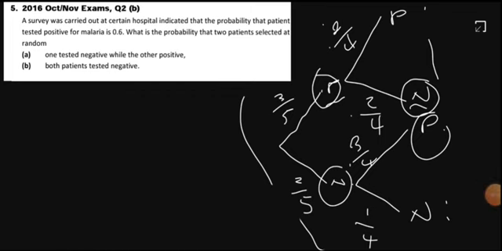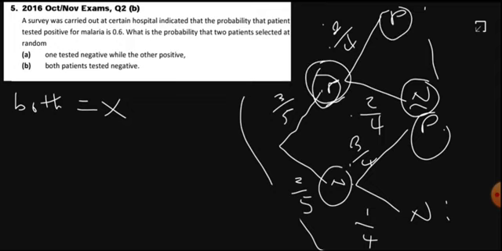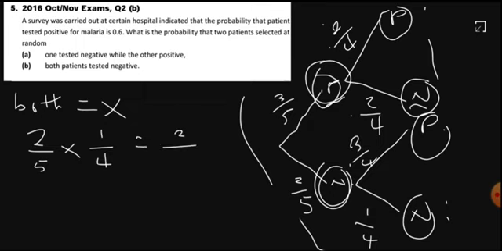B says both tested negative. Now what we know is that both means multiplication. So we go with negative and negative. Our first value for negative is 2 over 5 times, second is 1 over 4. That will give us 2 over 20. So the probability of both being negative is equal to 1 over 10.